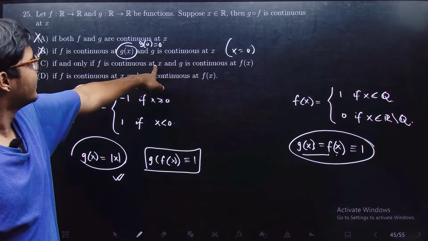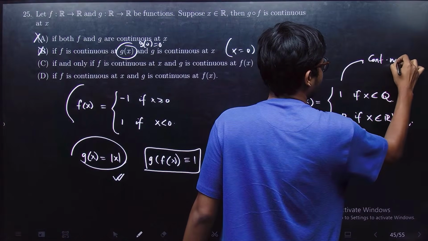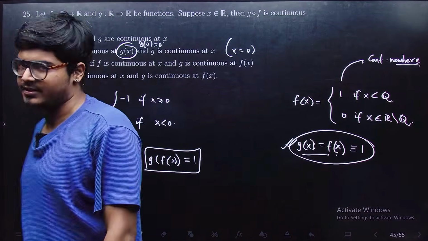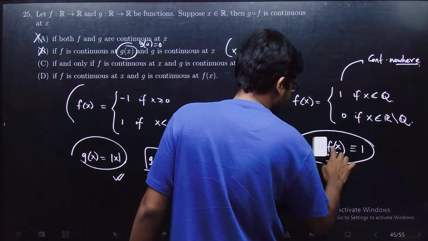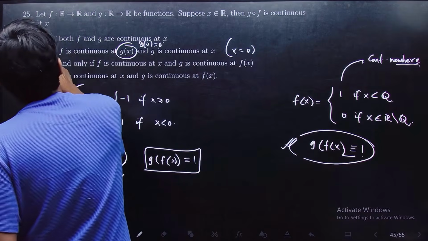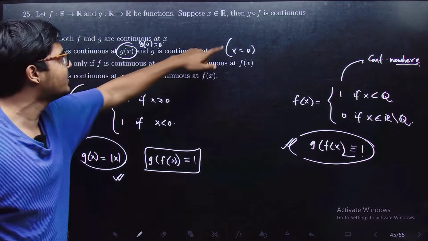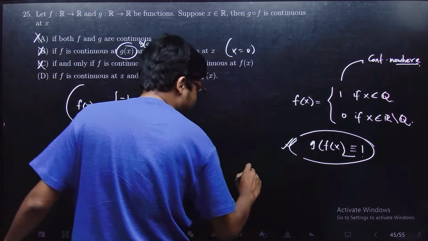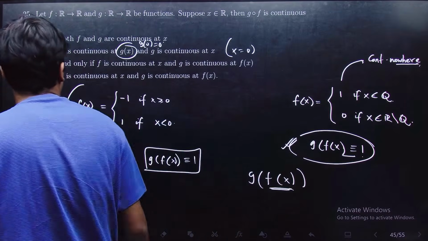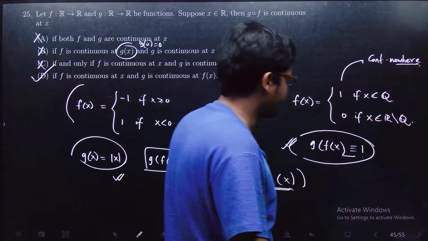That's not correct, right? At x equal to 0, we know that this function is continuous nowhere, right? Okay, but even then we still have g of f of x is continuous, right? So again, this is not necessary. And the fourth one makes sense, right? If f is continuous, so we want f to be continuous at x and g to be continuous at f of x, right? Because ultimately you're looking at g of f of x, right? So no matter what point you choose, you want g of f to be continuous at that point, right? So option D is correct, okay? Clear? So that's question 25.